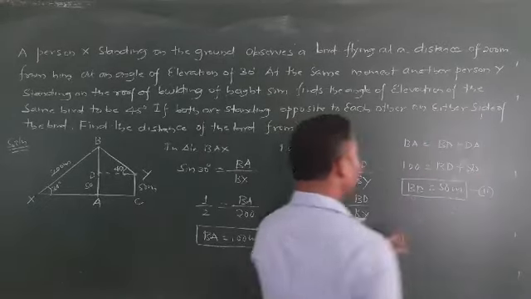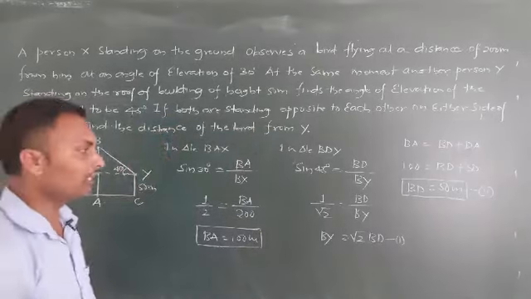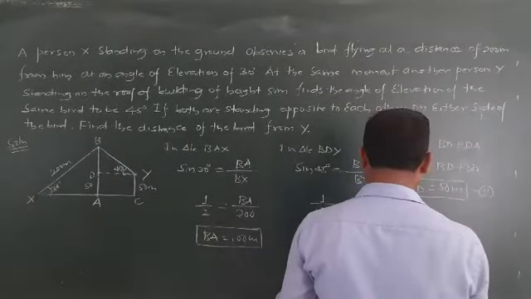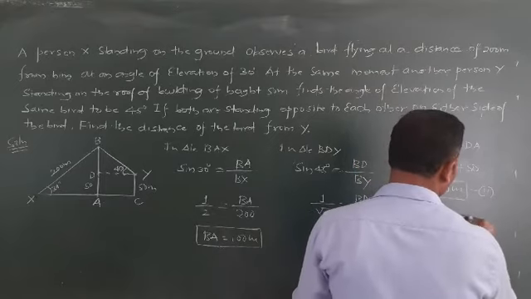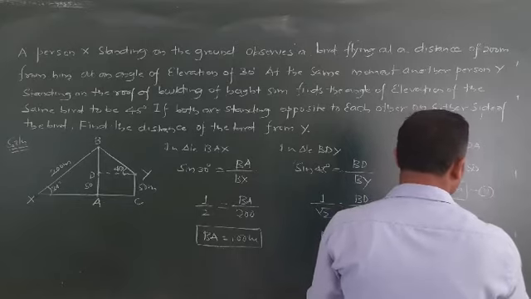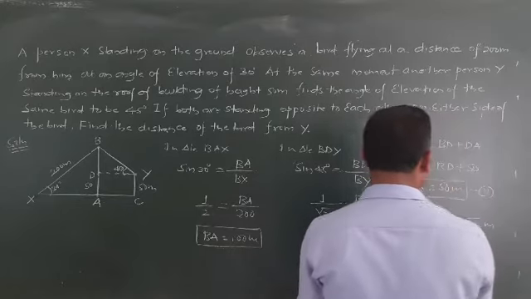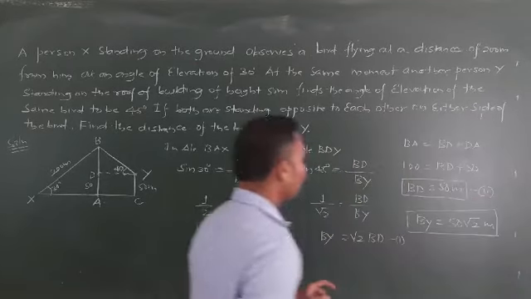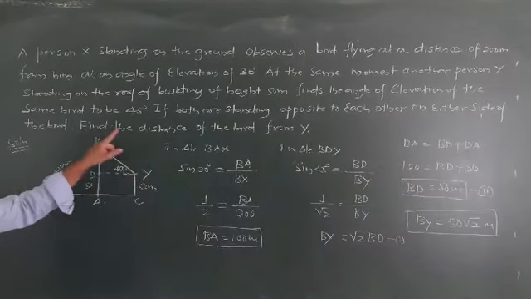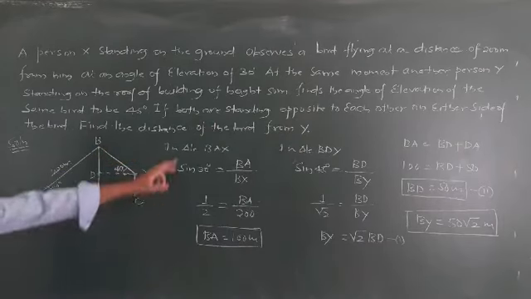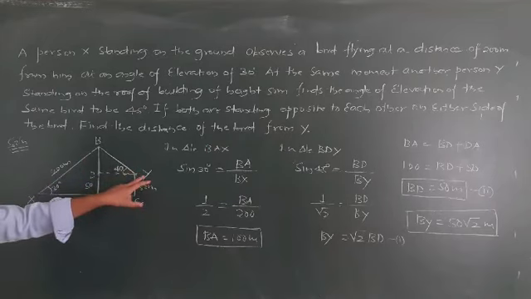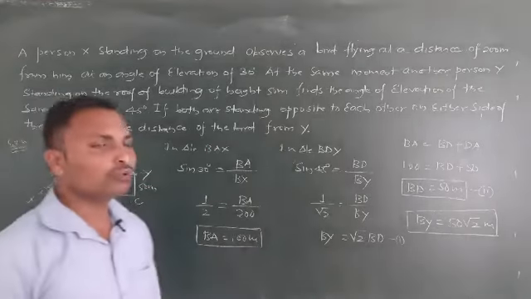Once you got BD is equal to 50 meter, now take this as equation number 2. So you can substitute here. So we'll get the distance. So BY is equal to square root of 2 into, otherwise we can say, 50 square root of 2 meter. Okay, so the distance, what we need to find? Find the distance of the bird from Y. So this bird to Y, how much distance do we have? 50 root of 2 meter.